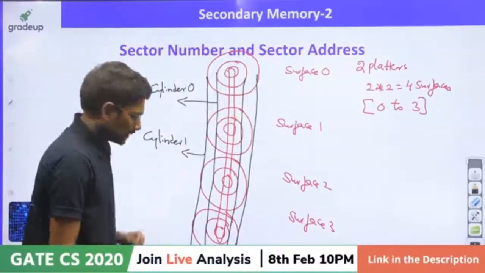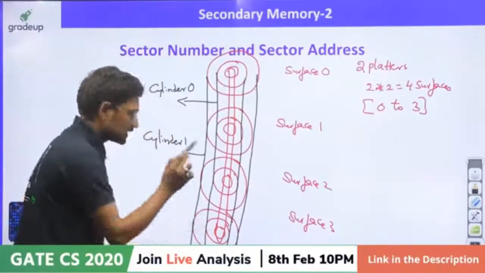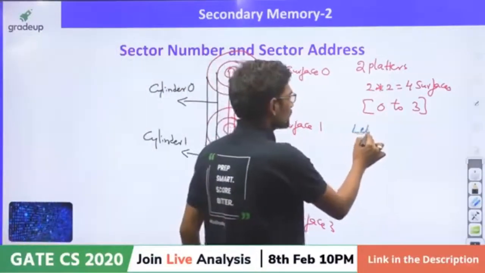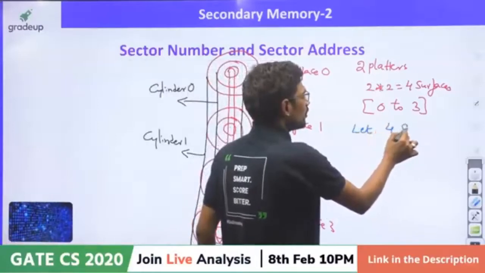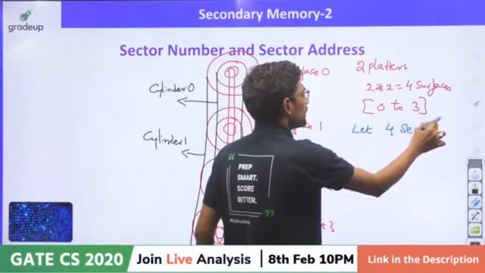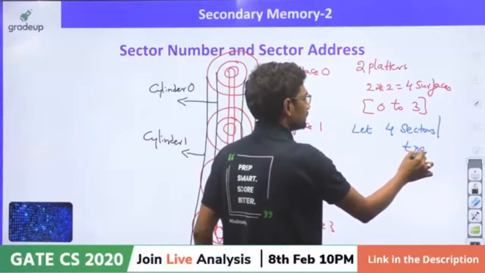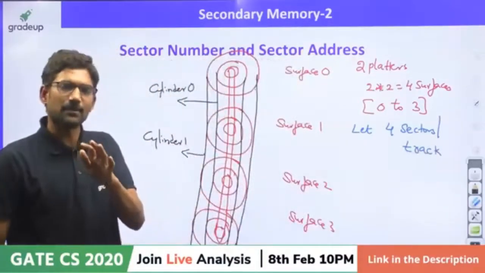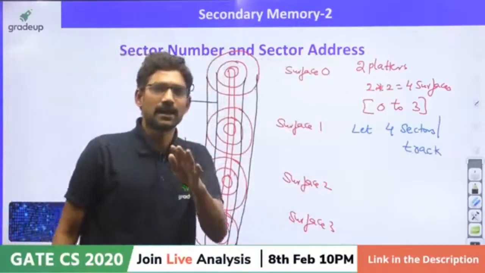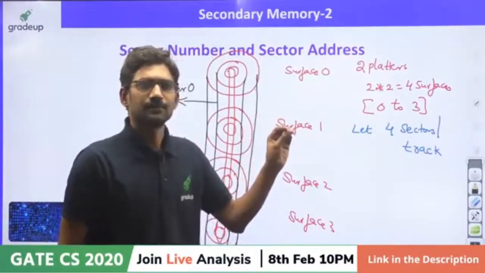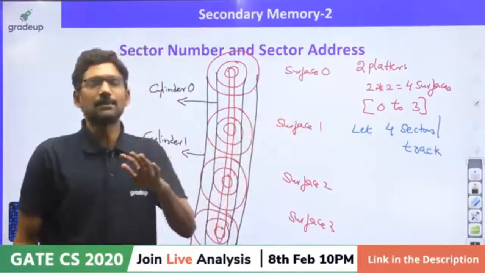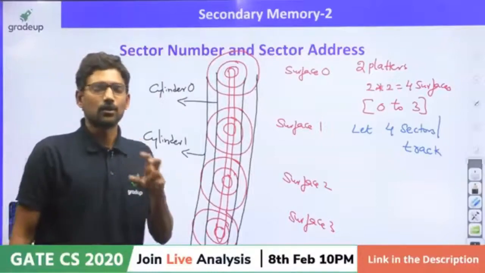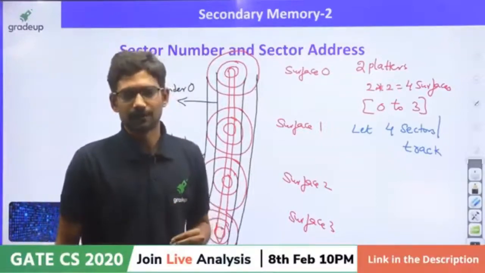Now how would the sectors be numbered? Let us suppose there are 4 sectors in every track. Sir, will every track have the same number of sectors? Yes, yesterday I addressed this point. Every track will have the same number of sectors because of density variation.